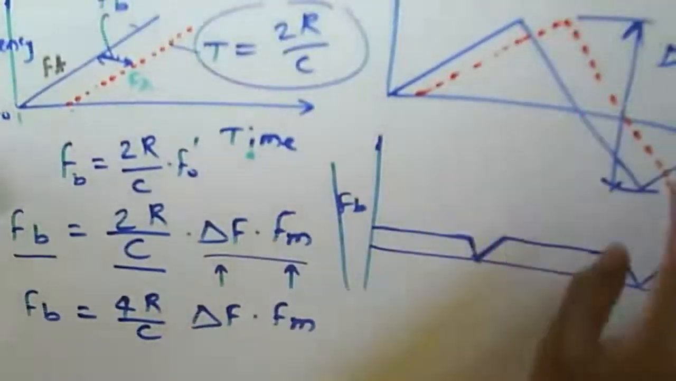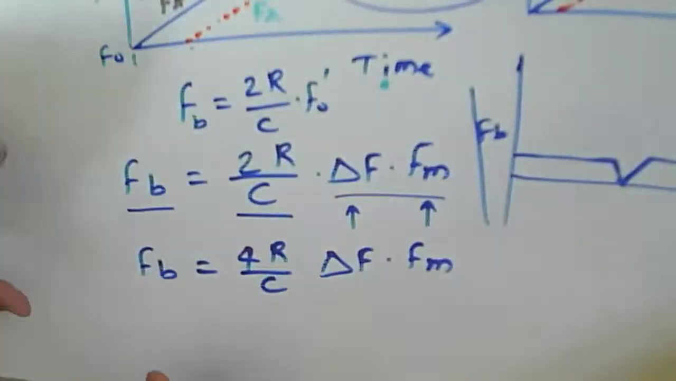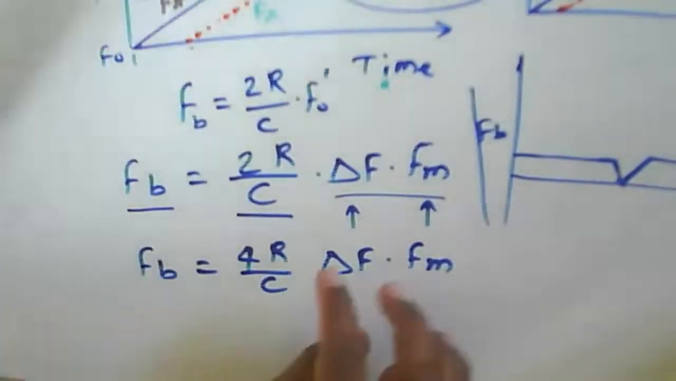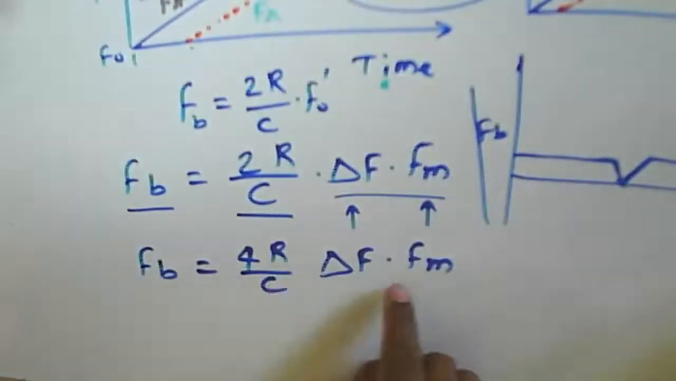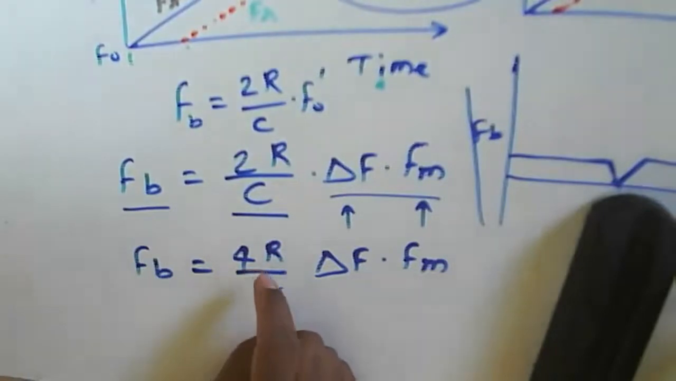Okay, and this one is about your triangular one. Now using this, we can find out the beat frequency. This equation is for the sawtooth, and this one is for the triangular one, so two terms will be added.